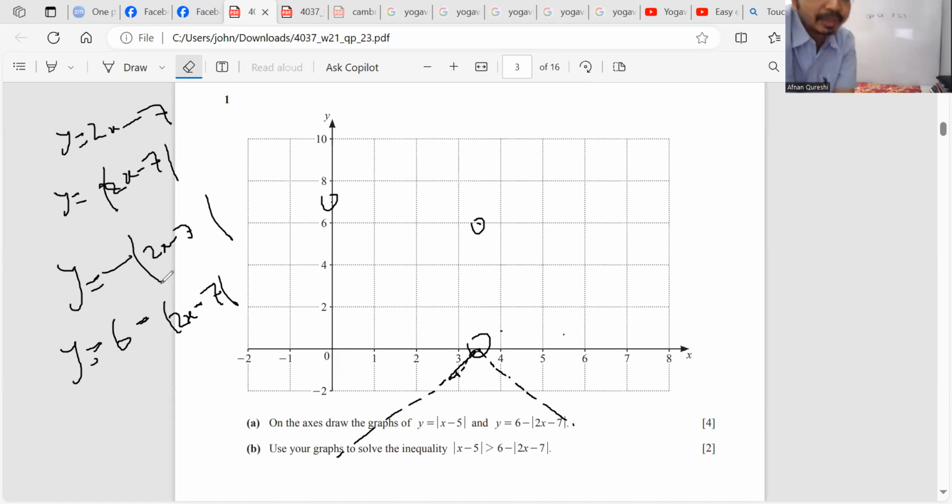When x equals 0, you actually had minus 7. The modulus of minus 7 is 7, but then outside you have a minus also, so it is minus 7. It will become minus 1. So this graph is going to go in this way.